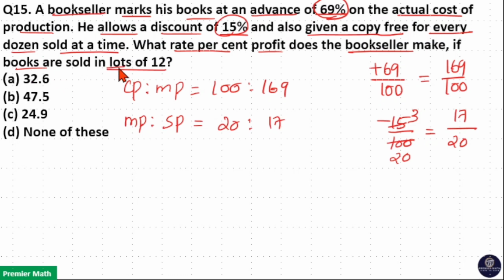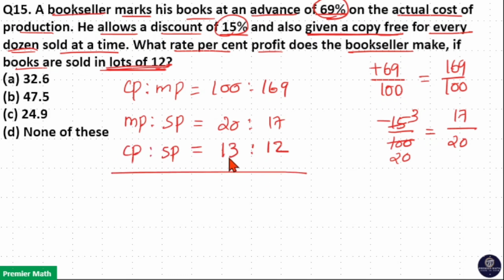Now books are sold in lots of 12, which means he sold 12 books at a time, that is a dozen at a time. But when he sold 12 books, he also gave a copy free for every dozen sold at a time. He gives one book extra. He only gets the price for 12 books, but he gives 13 books. That is, take the ratio of cost price and selling price. When he gives 13 books, he only gets the price of 12 books. That is the meaning of giving one book free for every dozen sold at a time.